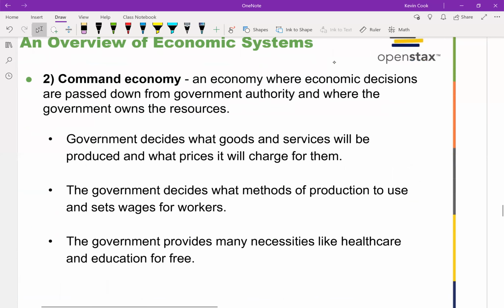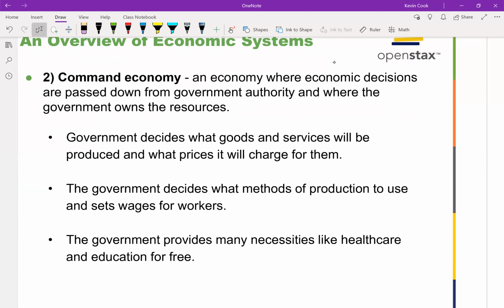So the second one we have is command economy. Boy, this one's class fast again. So our command economy is an economy where economic decisions are made by a government authority, or I'm going to throw in some central power.